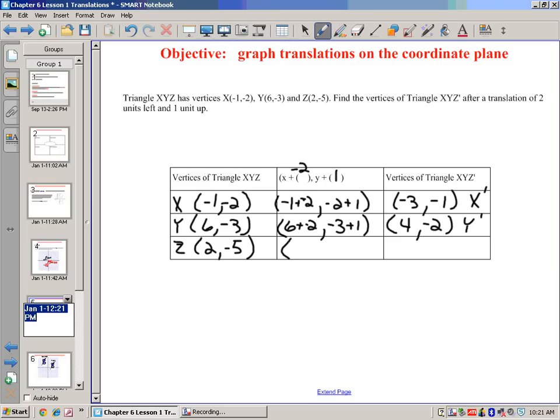And our last one, we're plugging in 2 plus a -2. And we have -5 plus 1. So -2 plus 2 is 0. -5 plus 1 gives us -4. That is our z prime.